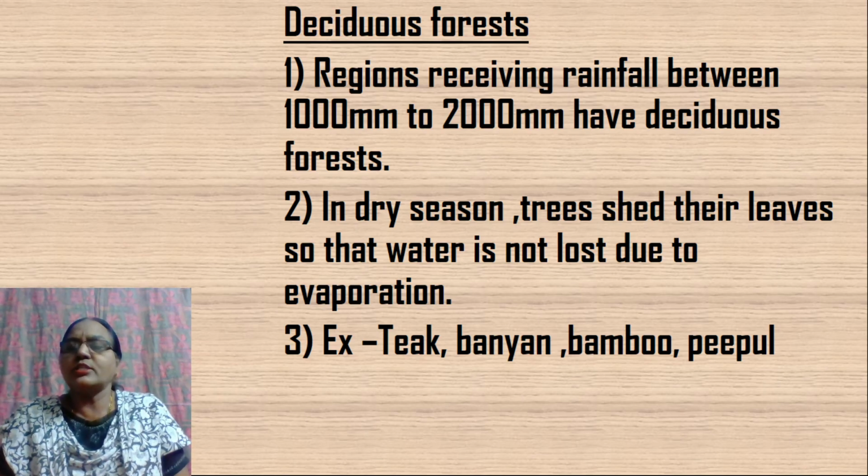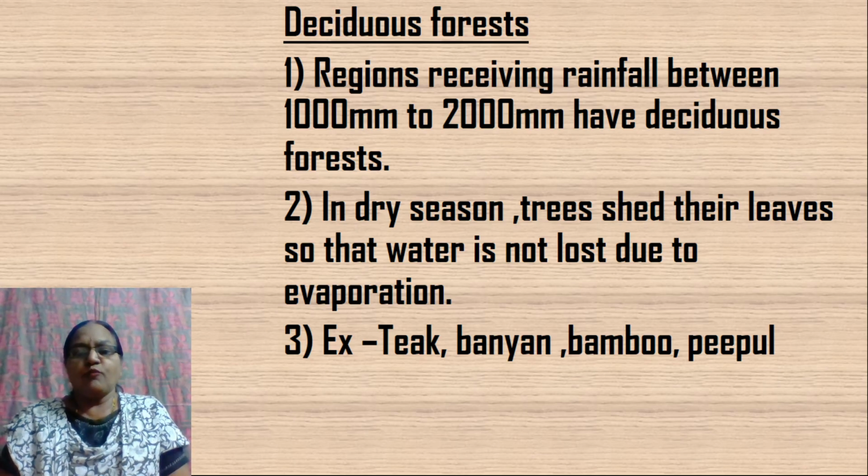That is, with the onset of the spring season, as soon as winter ends, and with the onset of winter season, that is when autumn ends. So you find trees shed their leaves in order to prevent the loss of water due to evaporation. And trees like teak, banyan, bamboo, peepal, and then tamarind, etc., are the trees found in deciduous forests.